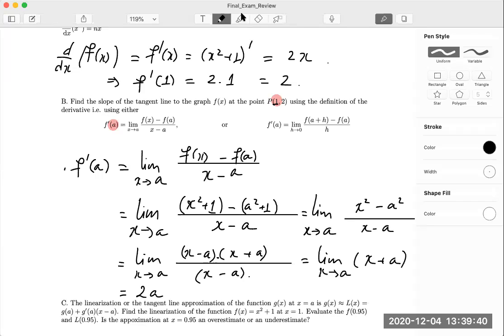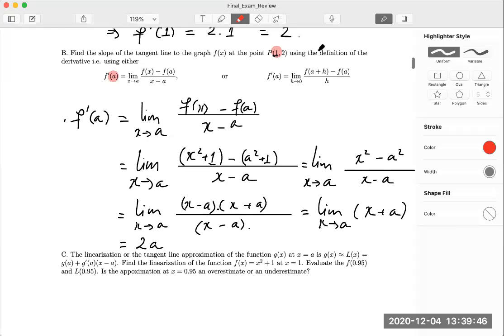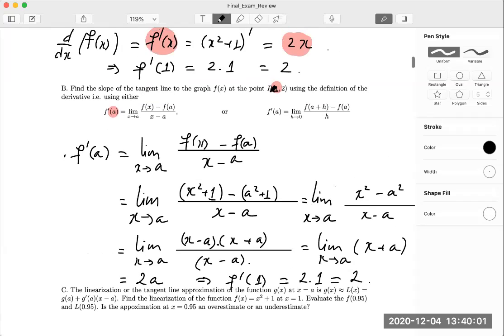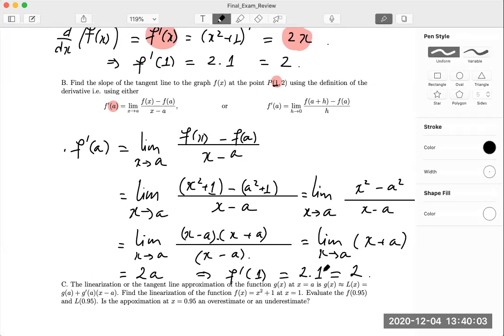This makes sense here, right? The f prime at any point x is 2x, just a different notation. Therefore, we found a similar result. f prime at 1 will be 2 times 1, which is 2. So these two things are the same. Very good. So if in the test you see they're not the same, there might be some mistake in your calculation. Okay.